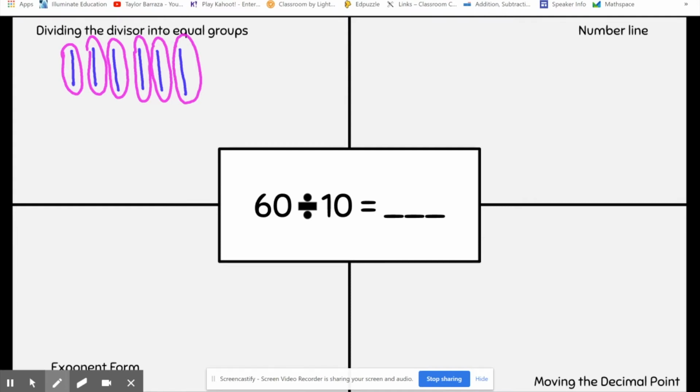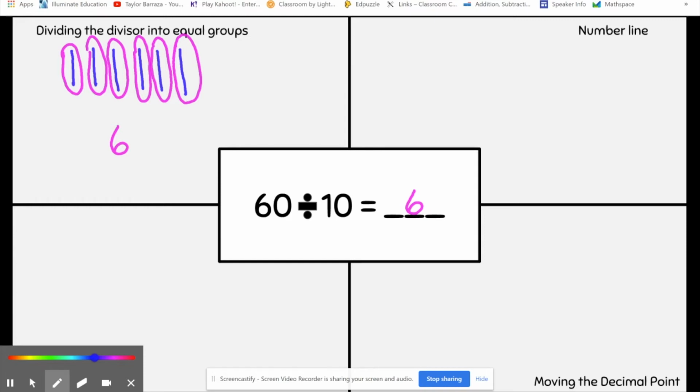After making my equal groups, I'm now going to see how many I was able to make. I was able to make 6 groups of 10. So my answer is 6. But I'm going to use the other strategies to double check my work.